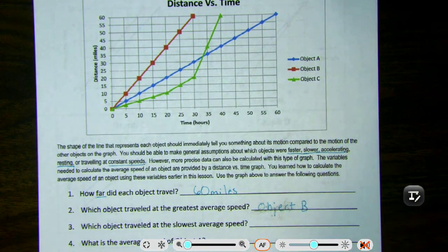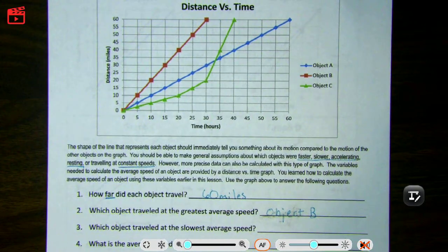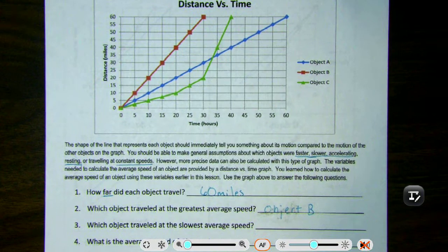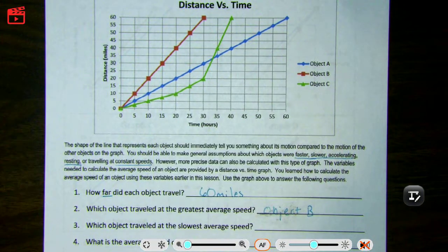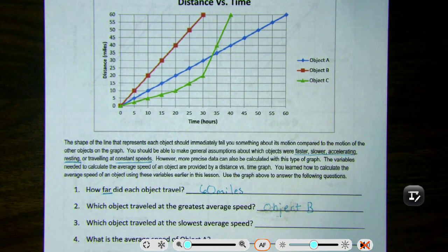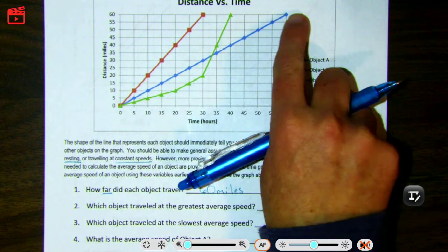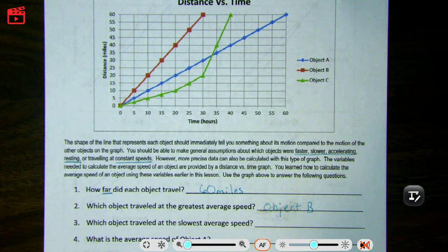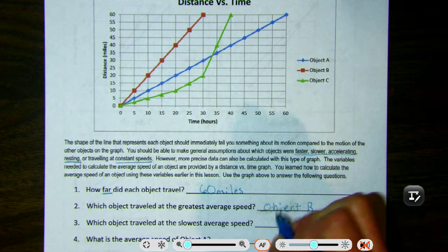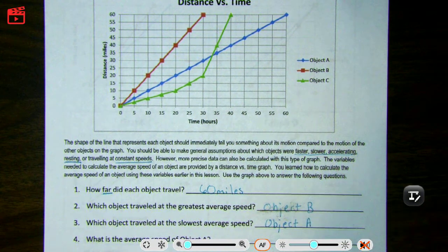Was going faster. And whenever you get more used to using these, the steeper the line is, the faster the average speed was on a distance and time graph. That's not the same for other graphs. All right, which object traveled at the slowest average speed? So again, we can look. We all know that they went 60 miles an hour. Well, which one took the longest amount of time? That would have been object A, our blue line. So we know that they were going the slowest.